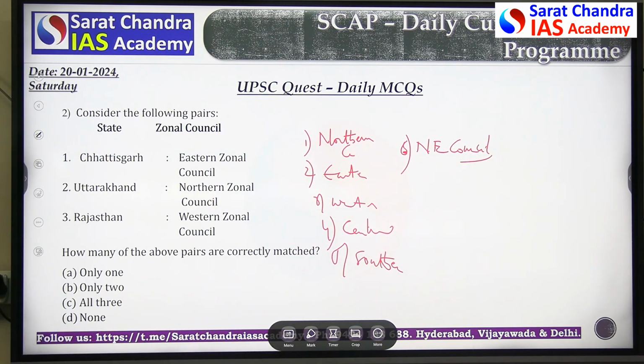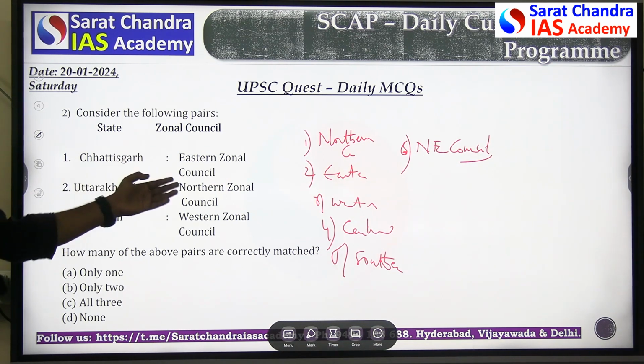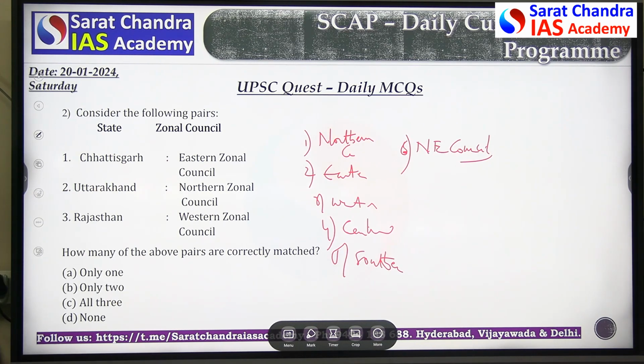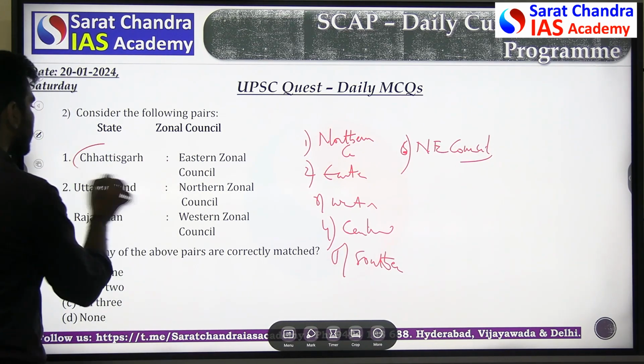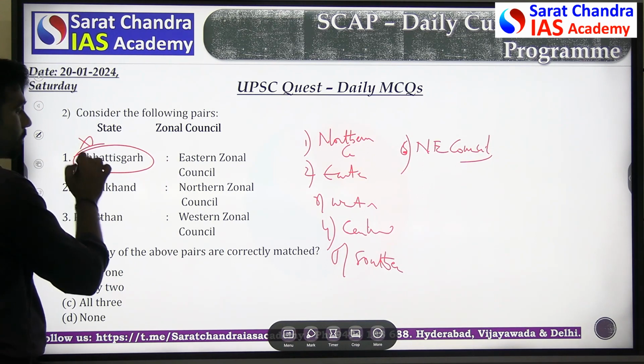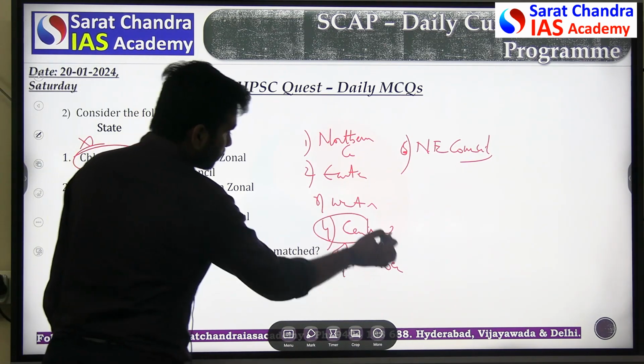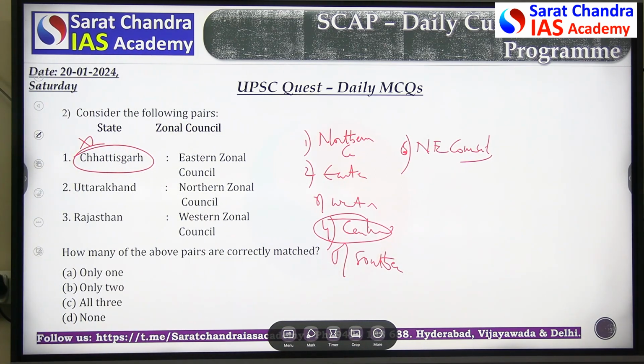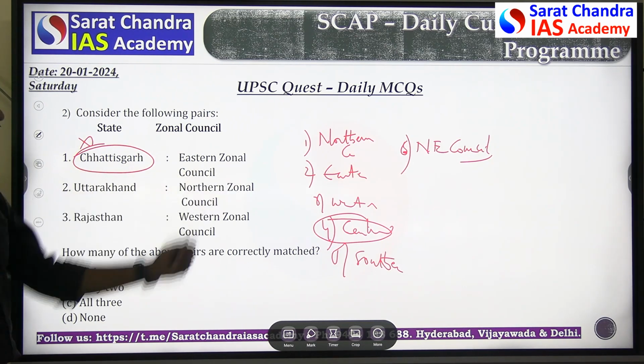Okay, these are the 6 zonal councils. This is with respect to the matching: which of the following states falls under that council? Eastern Zonal Council won't contain Chhattisgarh, because Chhattisgarh is a part of Central Council, along with Uttar Pradesh and Madhya Pradesh. So Chhattisgarh is a part of Central Council.